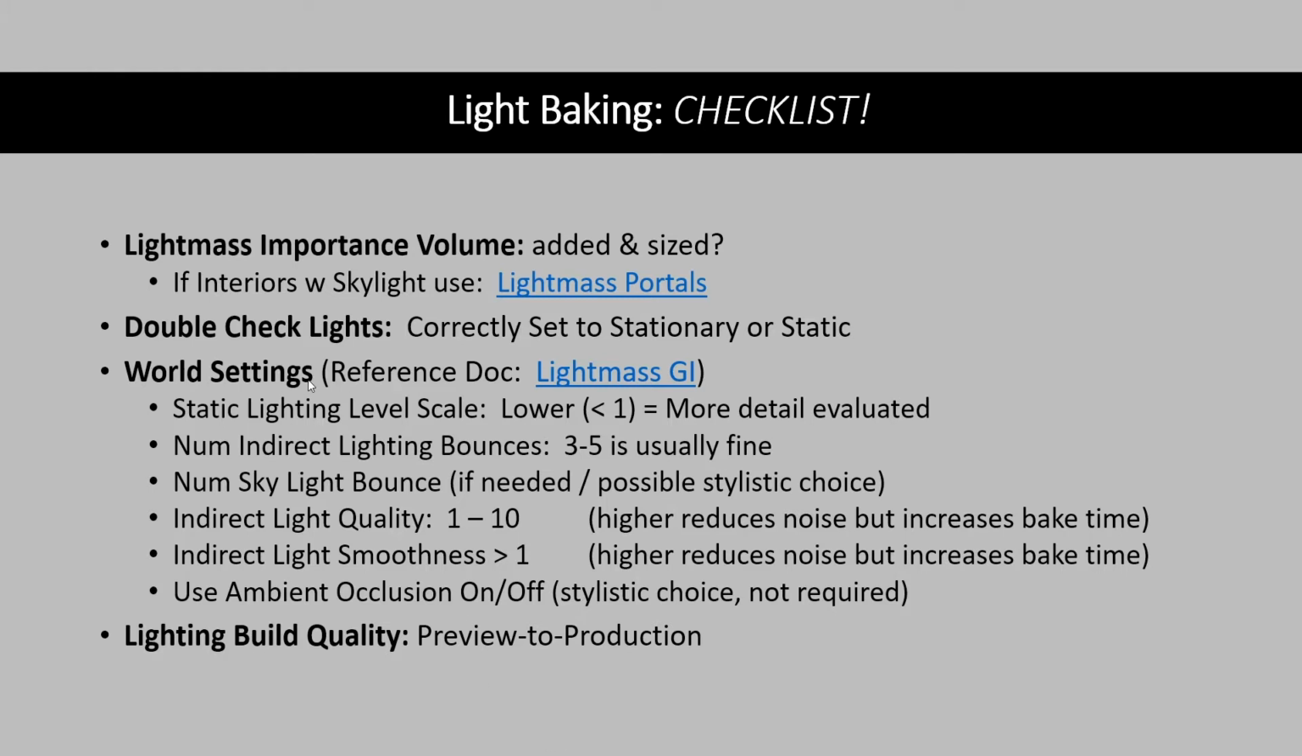The next is to go into World Settings. Now in World Settings is where there are a lot of settings that connect to Lightmass, global illumination. And some of these you're going to have to change based on what specific results you need for your specific level. What do I mean by that? Static Lighting Level Scale, if it's lower than 1, then you are going to get a lot more detail, which is good, but the more detail that you're evaluating, obviously the higher the cost.